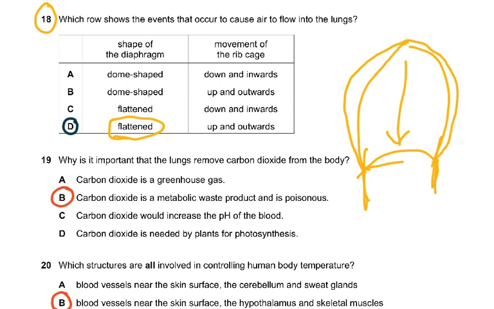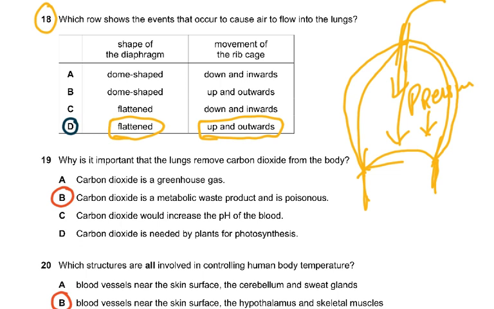As the volume increases, air moves in from high pressure to low pressure, because when the volume increases, the pressure decreases. The pressure decreases inside the chest cavity, and then air will move in from outside to the inside. And so the rib cage will move up and outwards.